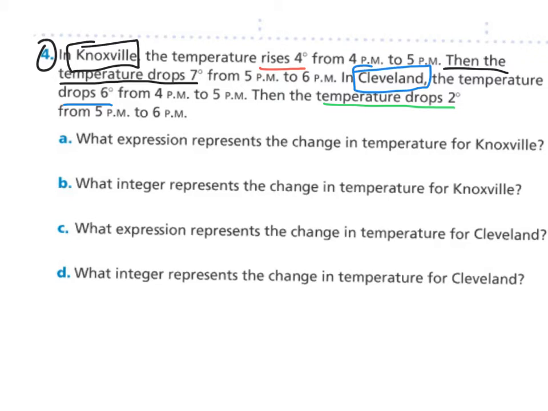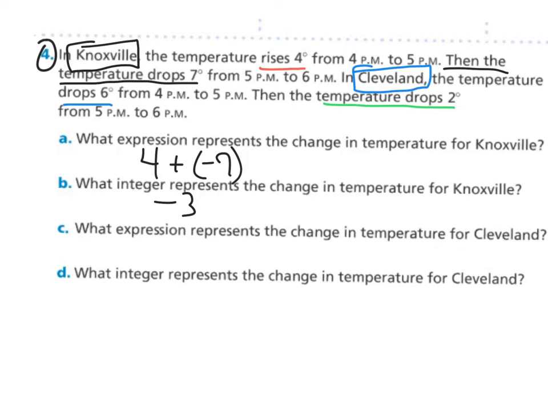So the first part, they want us to come up with an expression that represents the change in temperature for Knoxville. So if it's rising by 4, that would be a positive 4, and then it drops 7, so we could say plus negative 7, and that would be our temperature change for Knoxville. And then part B, what integer represents the change in temperature for Knoxville? So in other words, if we work this out, 4 plus negative 7, that would be negative 3, which is telling us overall the temperature in Knoxville went down by 3 degrees during that time period.